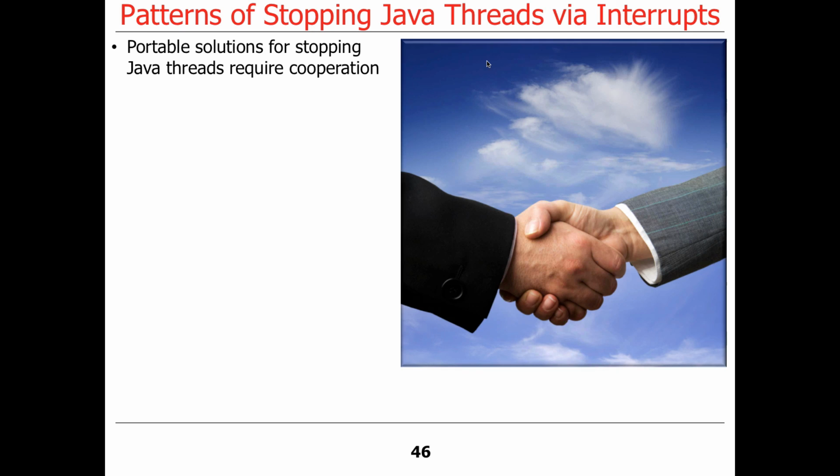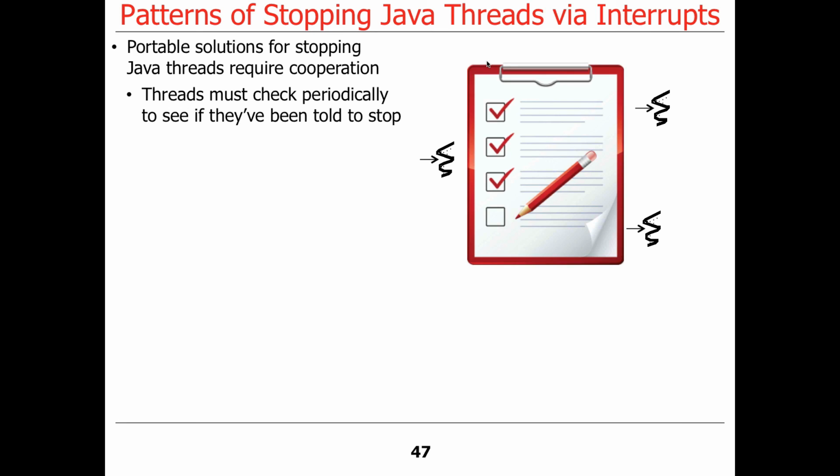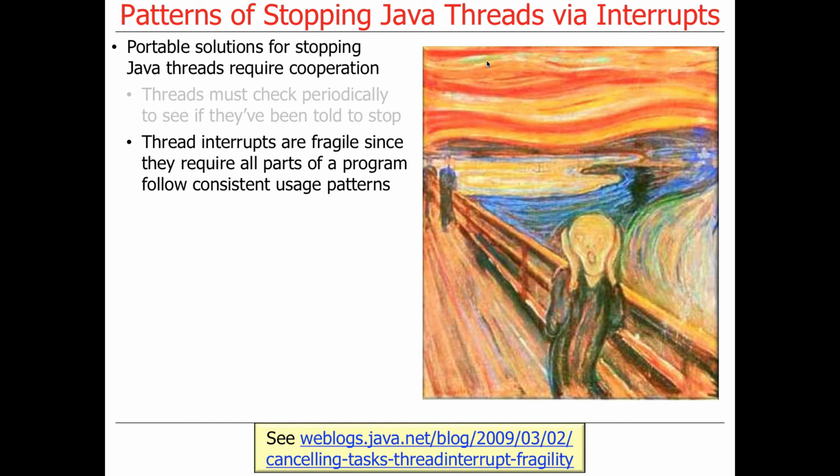All right, so just to summarize interrupts, it turns out that if you want to stop Java threads, you've got to cooperate, like so many other things in life. You can't just come along and by fiat or by dictatorial decree say, you must stop. You actually have to negotiate. Threads, therefore, need to check periodically to see if they've been told to stop. We've talked about a couple different ways to do that.